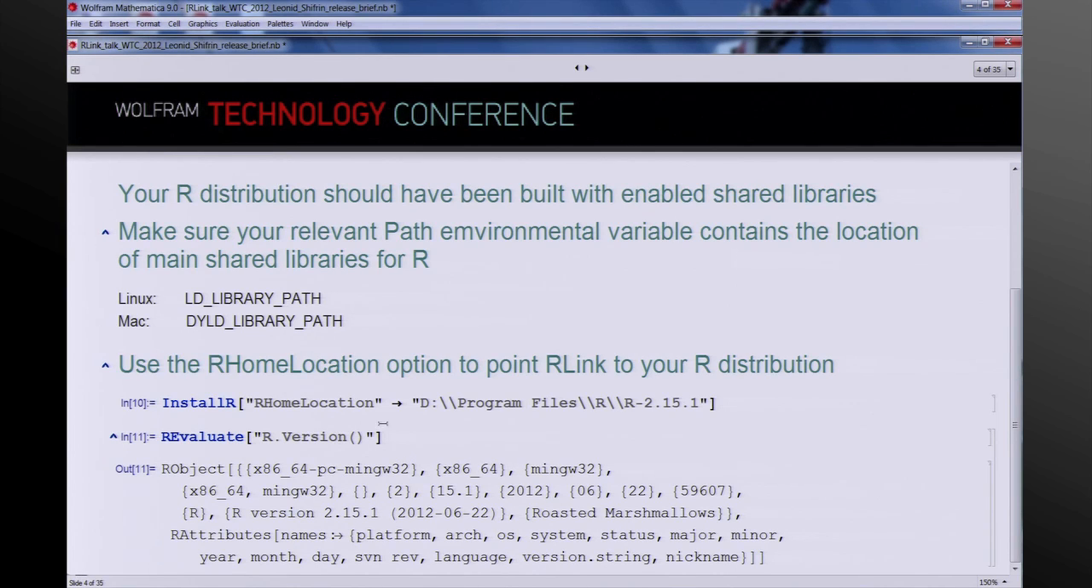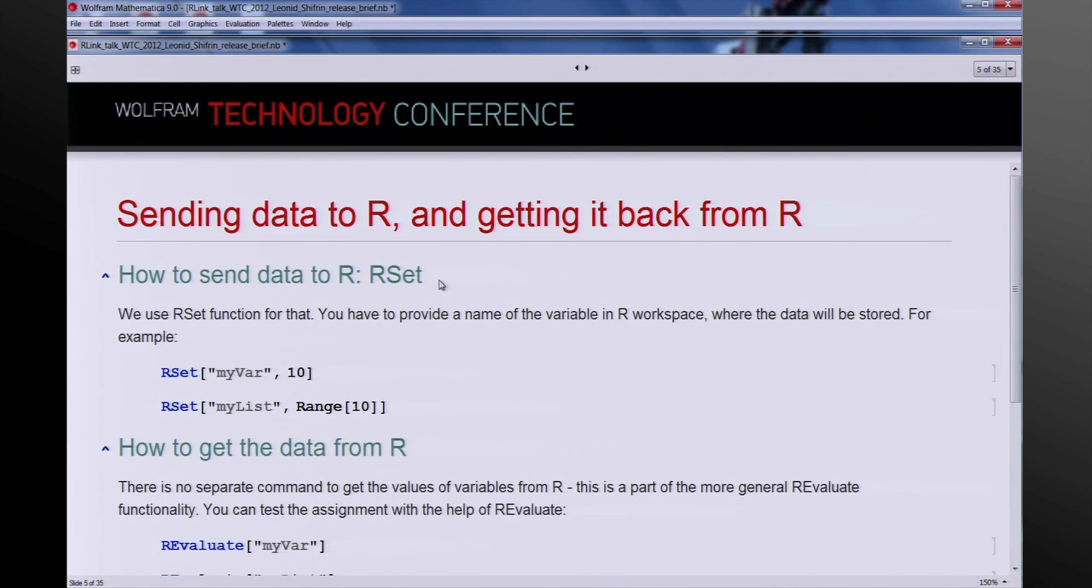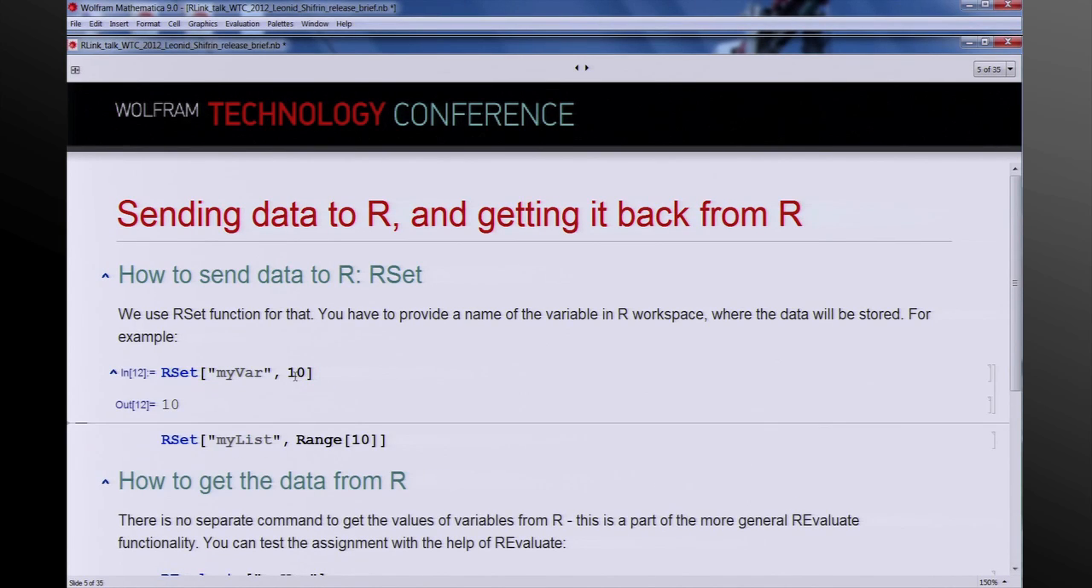And the one which is bundled with RLink is the older one. So you can see that I'm now using an external distribution. But okay, so how do you send the data to R? There is one of the main functions, RSet, which allows you to send the data to R.